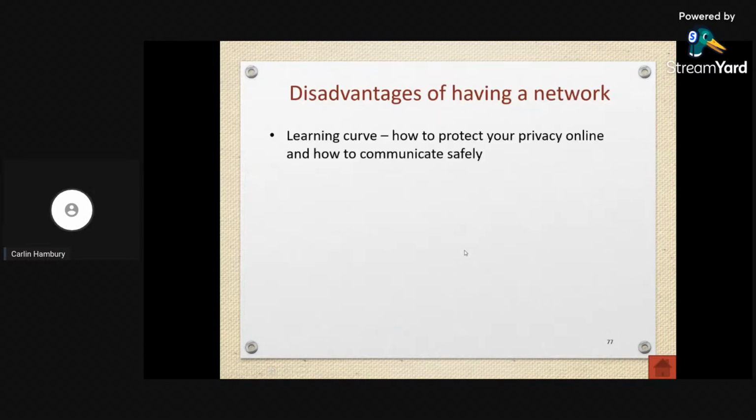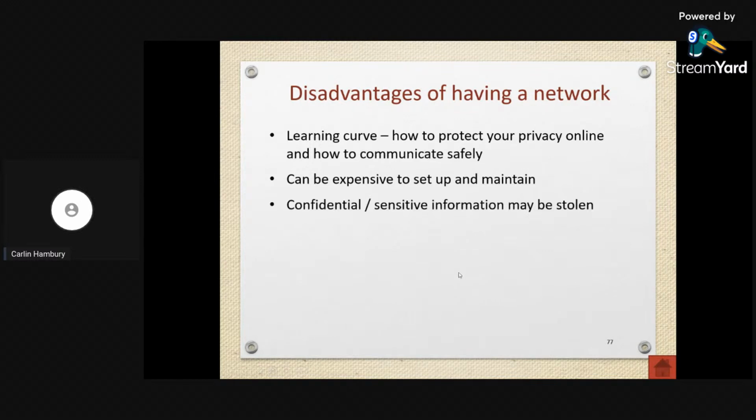Some disadvantages: some people need to learn how to work with a network. They need to learn how to use usernames, passwords, change those things. They need to learn how to communicate via the new technology as well. Networks are expensive to set up and maintain. Confidential information can be stolen if somebody gets in.